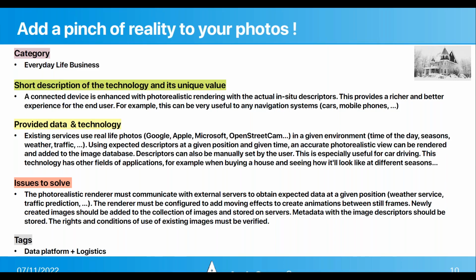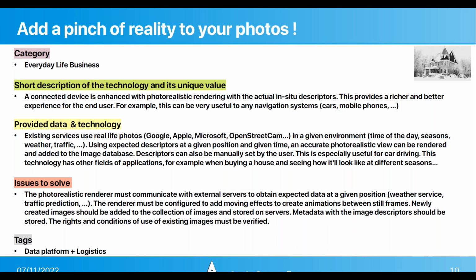This has a large application field, for example, for navigation systems. And the newly created photos that the system generates can be fed back into the database. Applications are quite wide. For example, you can visualize a house you want to buy at different seasons. So if you have a picture of a house during summertime and you want to see how it would look during wintertime, you could use this system.